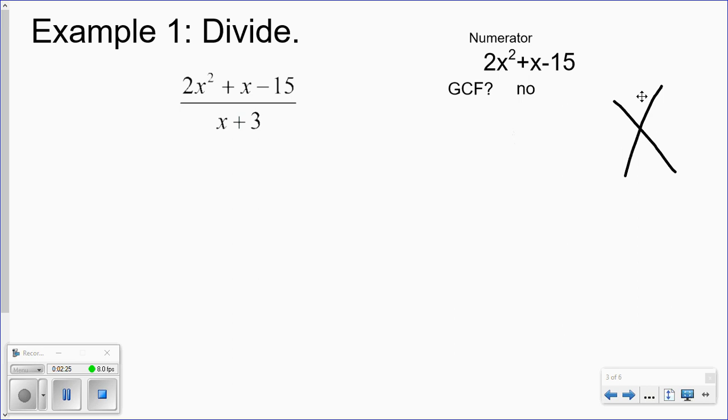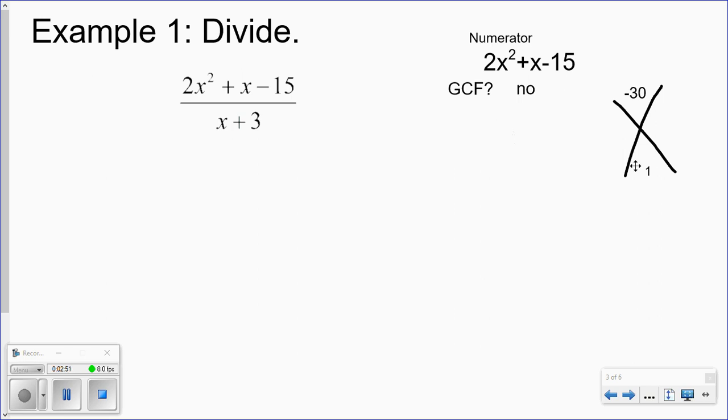Now remember, on the top, you're going to do the a, which is the one with the first term, times the c, which is the one in the back. It's negative 30. So 2 times 15 gives you negative 30, and that's what I'm trying to multiply to. In the bottom, I'm just going to put whatever the number is with the middle term, which is 1 here. So I need to add to that. So I'm trying to multiply to negative 30 and add to 1.